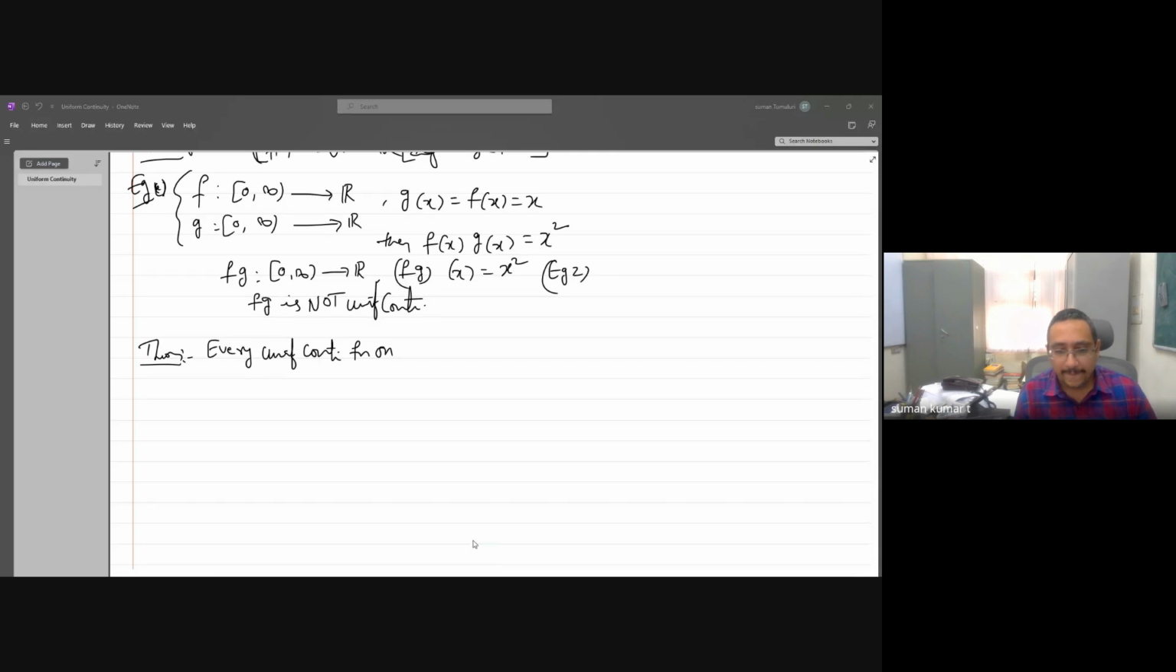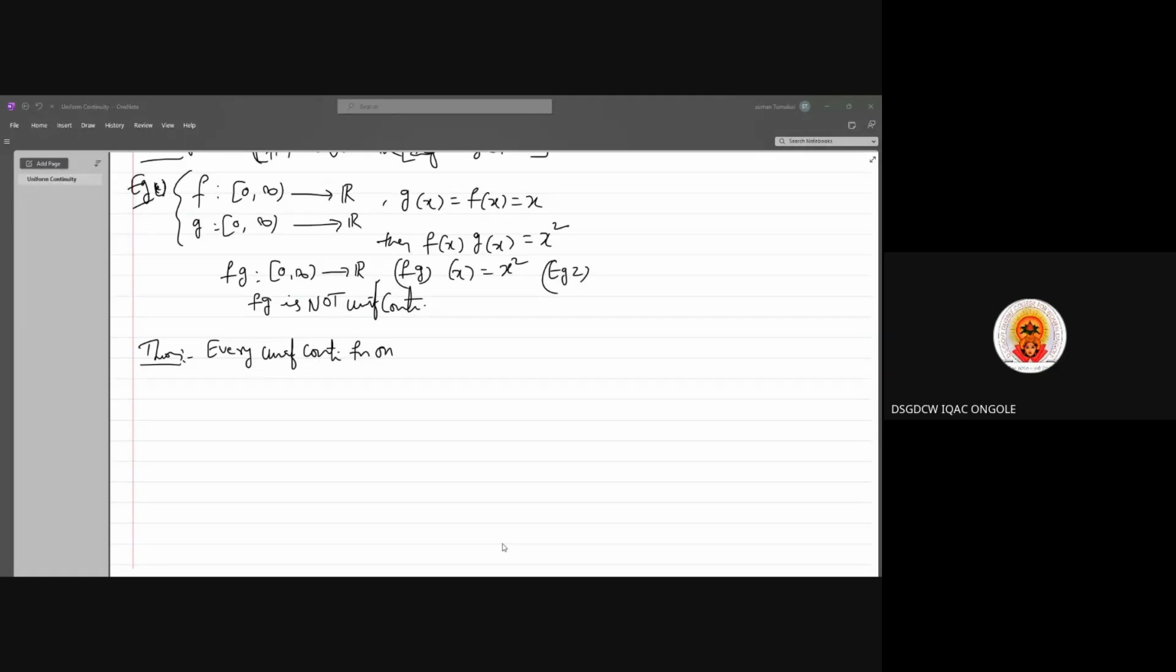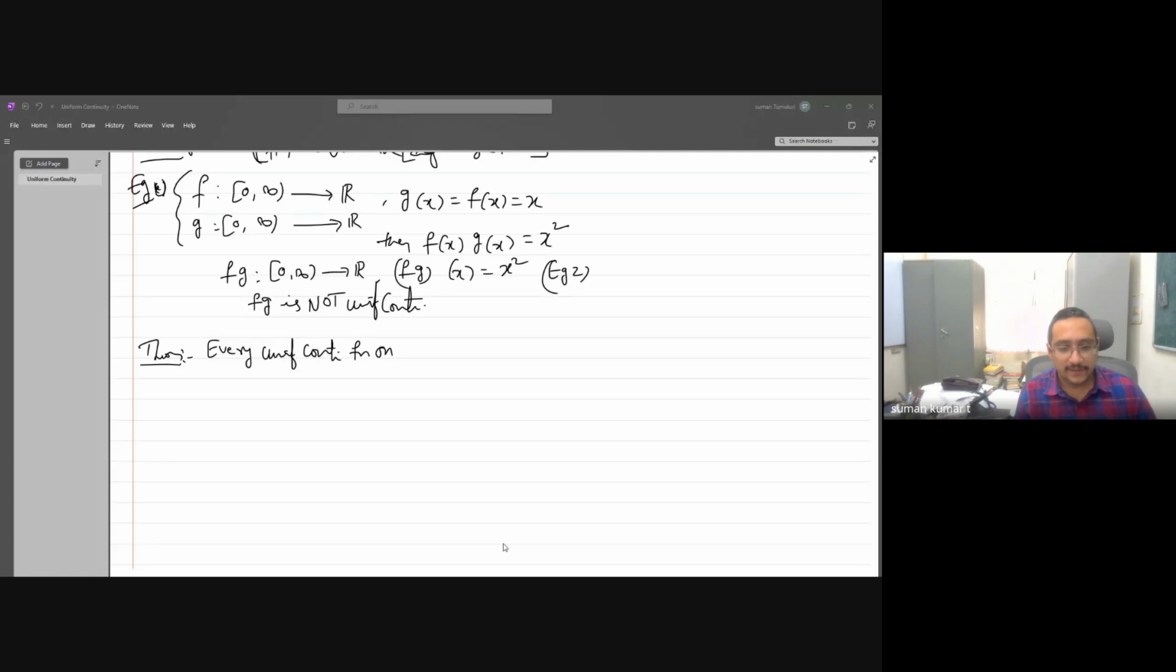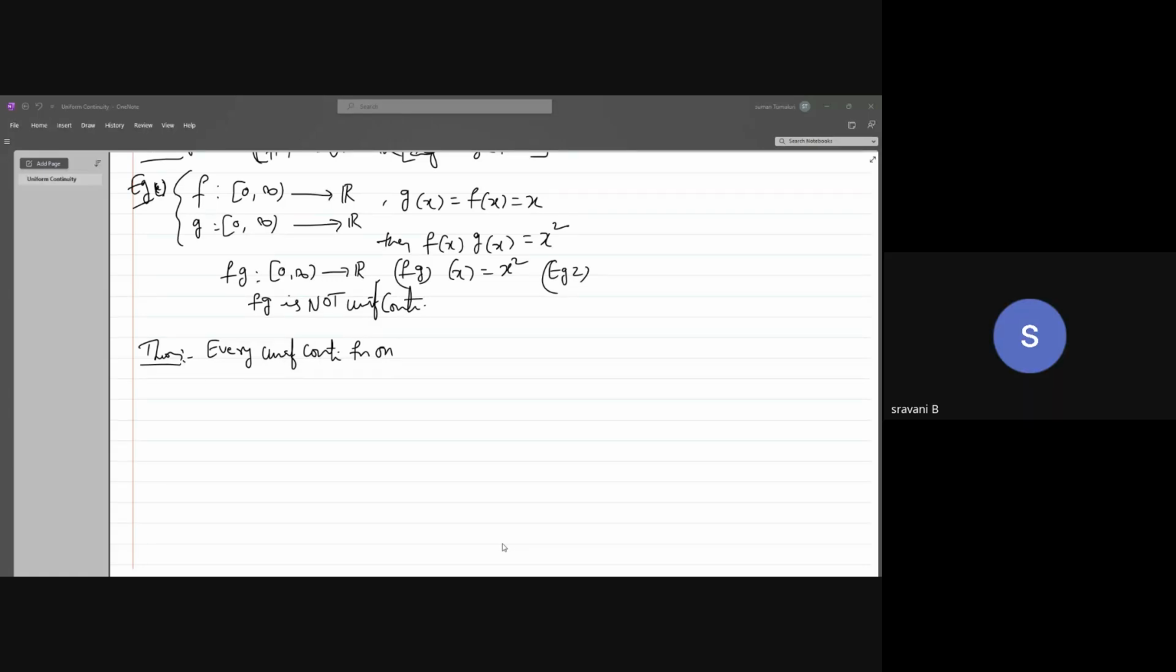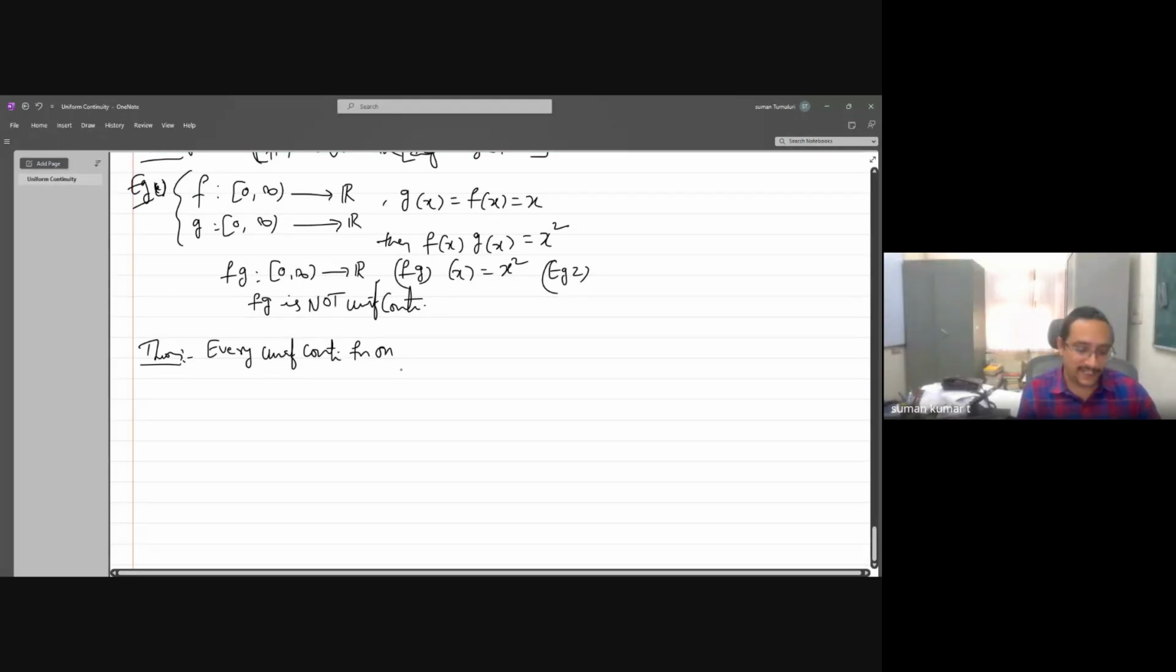Hello, Lavanya. Lavanya, please respond. What is the question? Lavanya, ask us. Sir, every uniformly continuous function on a bounded set is also uniformly bounded. That's the point I want to ask her.